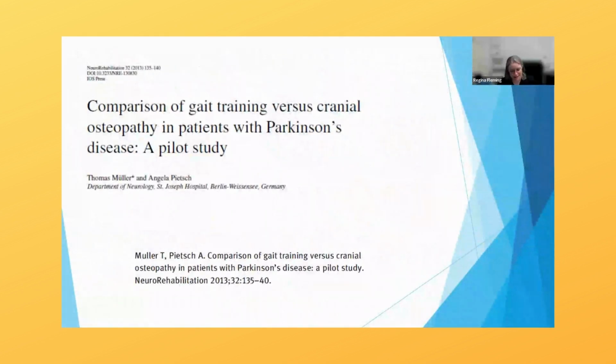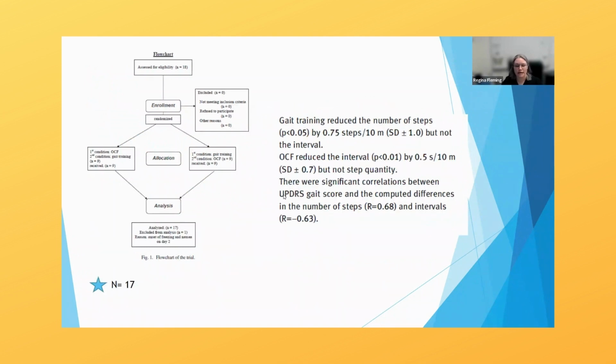So our next study is the comparison of gait training versus cranial osteopathy in patients with Parkinson's disease, a pilot study. This study was done in Germany, and it was done over 2 days, with an N of 17. If we look over at this arm here, this patient would have had a cranial treatment done on day one. And then they would have come back and had gait training as the intervention on day two.